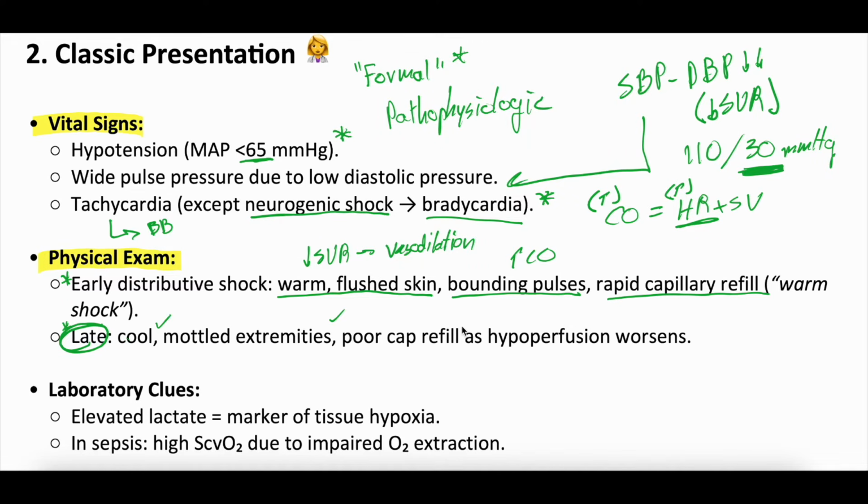You might have mottled extremities, poor cap refill. And that's all related to that worsening hypoperfusion that'll happen later on. Okay, so there's some kind of early and late distribution of symptoms here. So now you've seen the vitals, you've examined them, and you're like, gosh darn, this really seems like distributive shock.